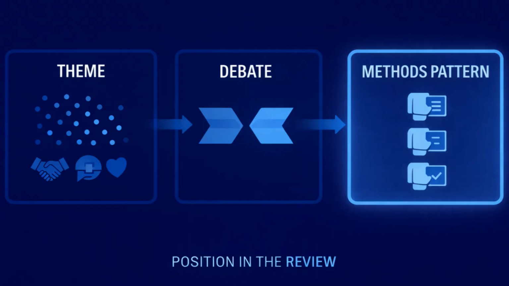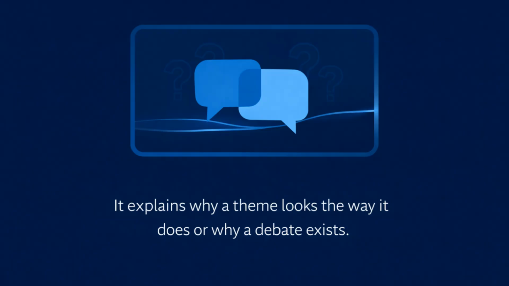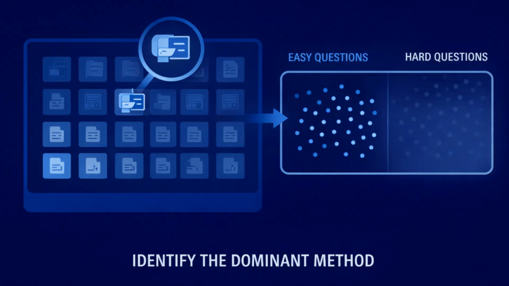Before we start, it helps to know where a methods pattern paragraph usually appears in a literature review. This paragraph often comes after a theme has been established, and sometimes after a debate paragraph. Its job is to explain why a theme looks the way it does or why a debate exists. It often appears right before a gap paragraph, because it helps explain why certain questions remain unanswered. It is also important to say explicitly that not every theme needs a methods pattern paragraph. You only write one when there is a clear, repeated research approach that is shaping what the field can and cannot explain.